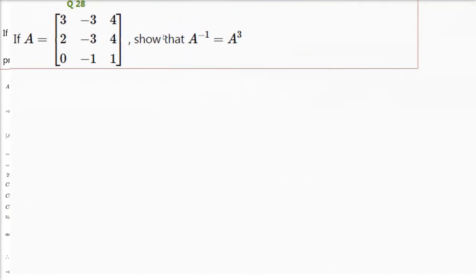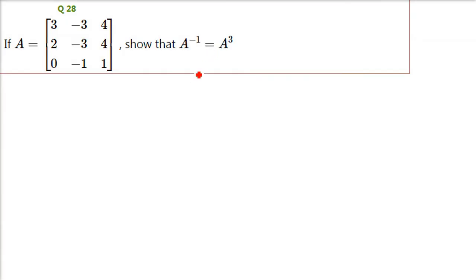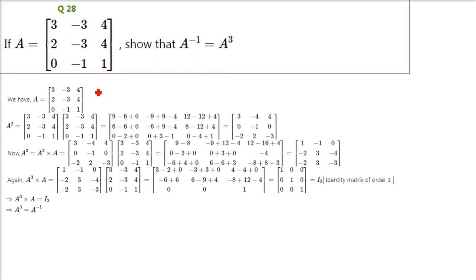So I told you about A inverse equals A cube also. You know how to find A cube, that is you have to multiply A 3 times. So A square is this one, A into A. This result will come, then for A cube, you multiply A square with A. So you get A cube here. Now, once you find out A cube, how is it going to be equal to A inverse? A cube we have already found out. A inverse is adjoint A by determinant of A. This is one way you can do it.